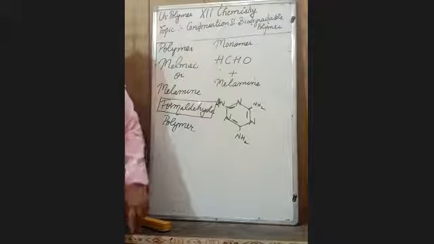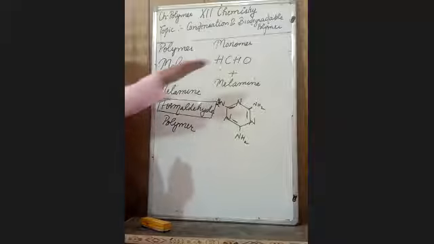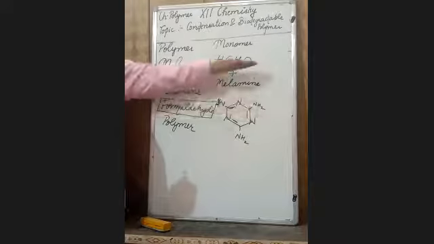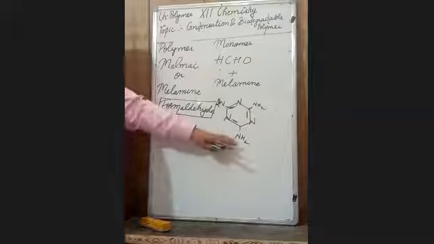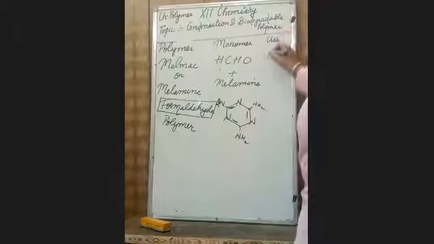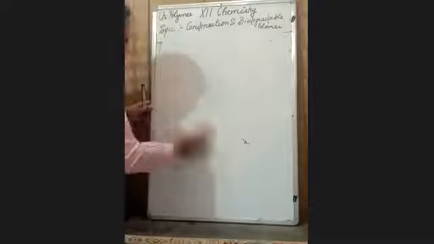It is melamine, it is formaldehyde. It is also known as a copolymer. Why? Because in this, both the monomers are different. They undergo polymerization to form Melmac or melamine formaldehyde resin. It is used to make crockery, kitchenware. Fine, kitchen crockery. Now, next is your vulcanization of rubber.